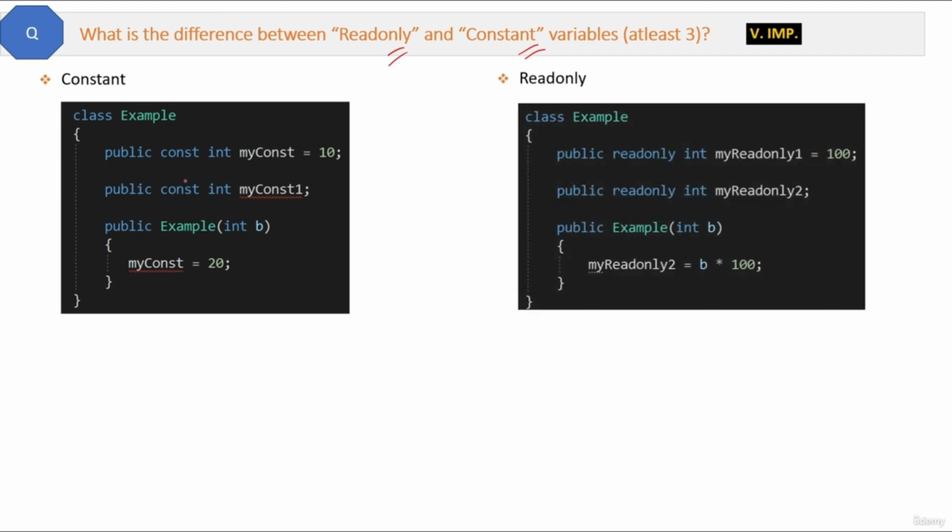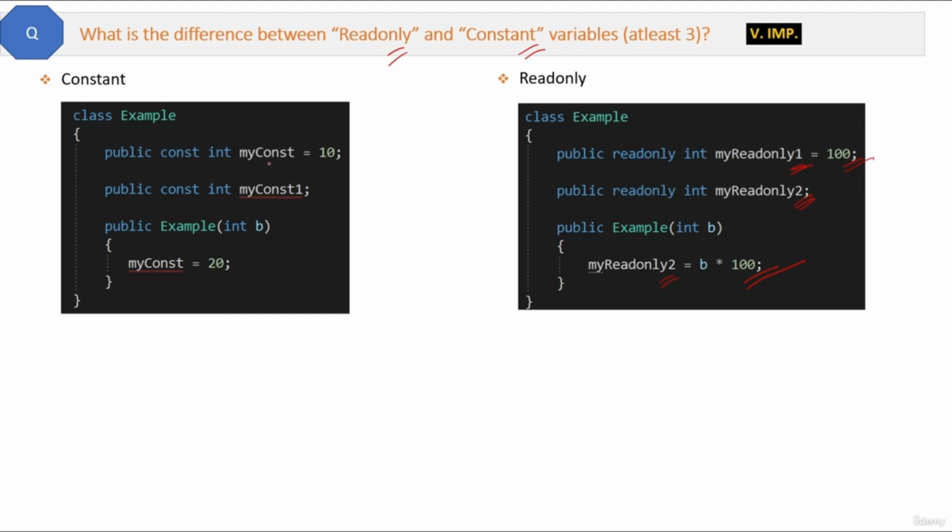Now let's compare them. By using readonly fields, we can assign values in the declaration as well as in the constructor part. You can see here we have assigned the value of the myReadOnly1 variable as 100. And for myReadOnly2 we just declared it, and then we are assigning the value inside the constructor part. So this is readonly. Assigning the value in the constructor is completely fine with readonly.